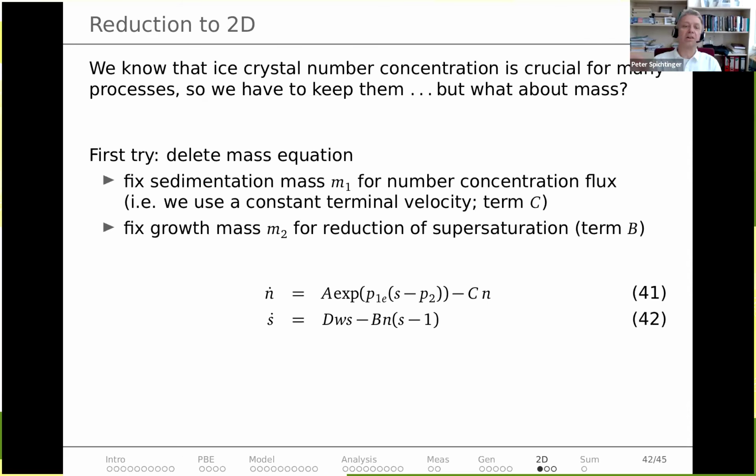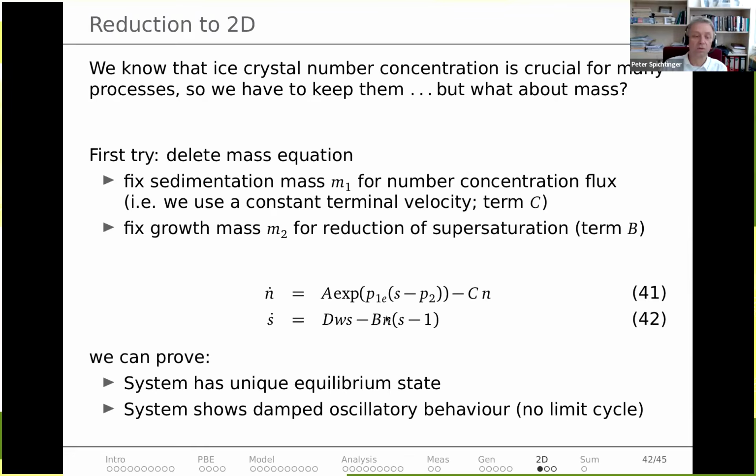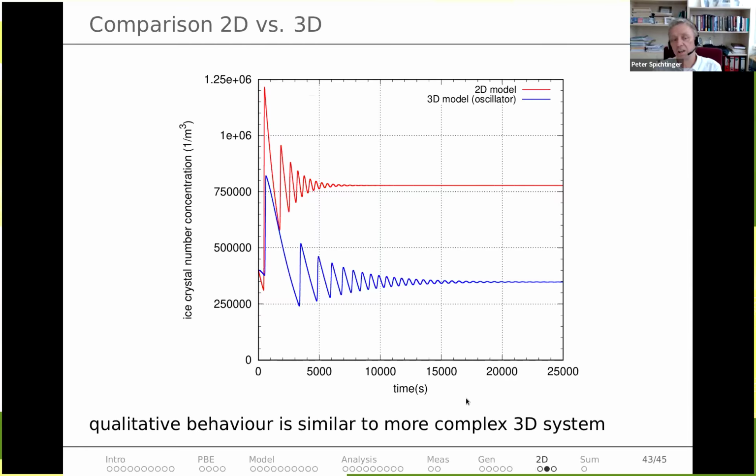So the first thing is we delete the mass equation. We just fix a sedimentation mass, which is more or less the same as if we would use a constant terminal velocity. And we will fix a growth mass for the reduction of the supersaturation for this term here. So here is the fixed sedimentation velocity. Here you have a fixed mass, and this is the system you have. And what you can show is that we still have the unique equilibrium states, but we also still have this damped oscillation. And it looks like this. Okay, so the order of magnitude is not so good, but the qualitative behavior is the same.